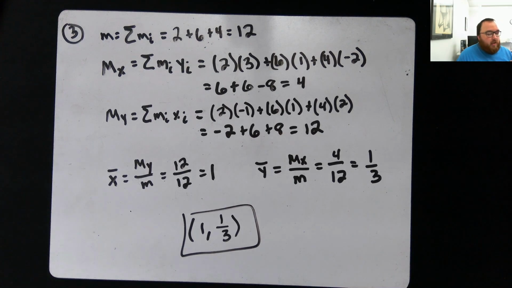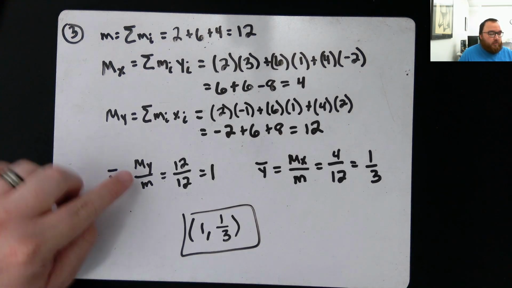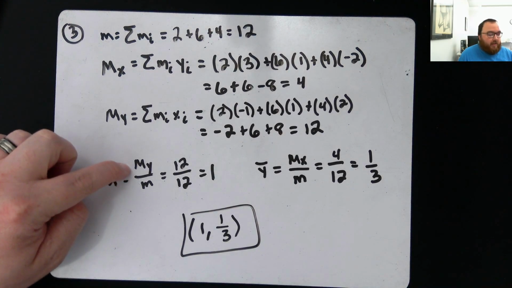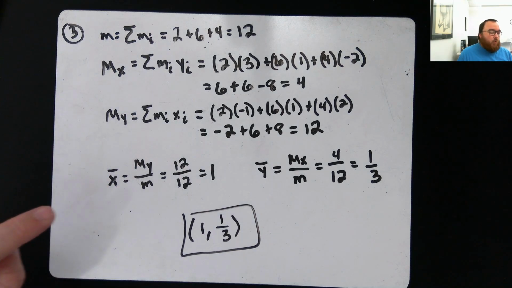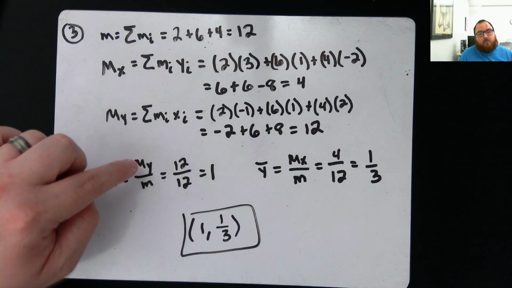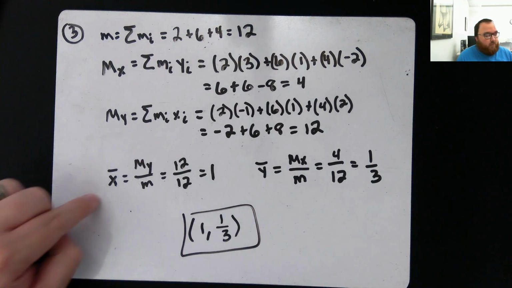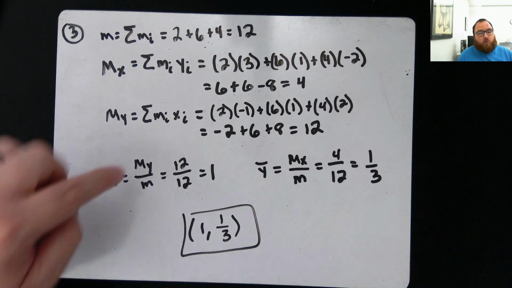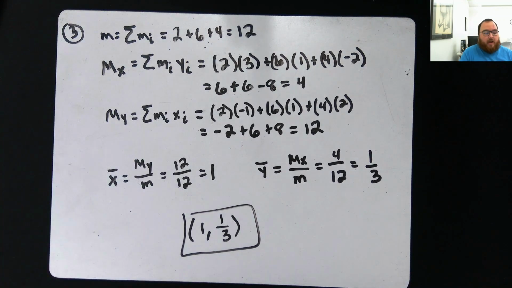Something I see a lot is that people switch this part right here. So like they think since it's the center of mass for the x, I should do mx, but that's not right. For the center of mass for x, make sure we do my and then switch them here.